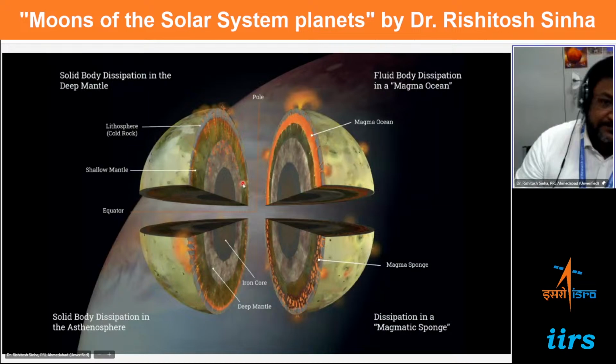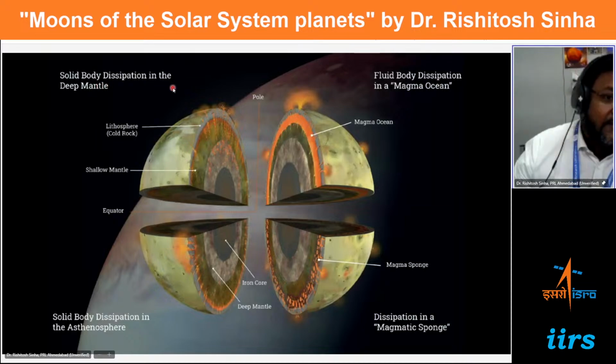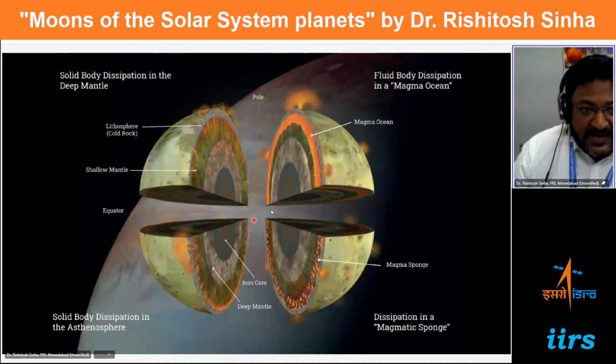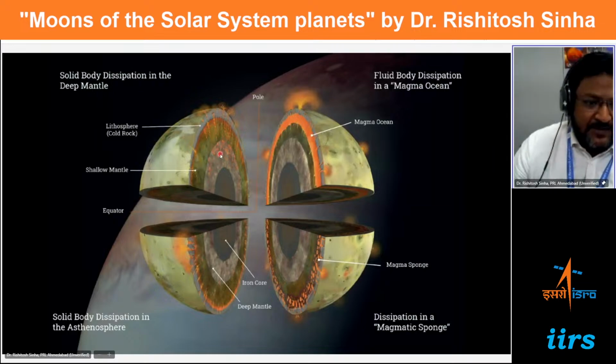But then scientists have also tried to explain how this volcanism may be erupting. So there are 4 different ways in which it can happen. These are 4 different models. So in one case, it says it could be a solid body dissipation in the deep mantle, where we have just like crust, mantle, and core, and then because of that, we have some molten pockets of magma in the interior, and that may be erupting.